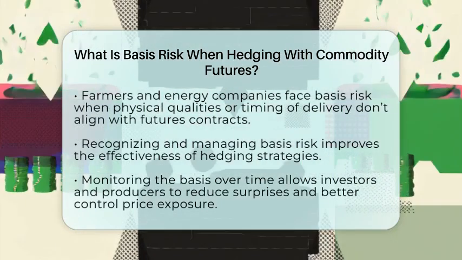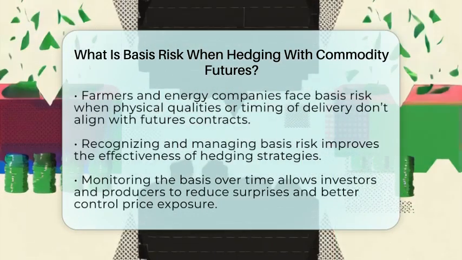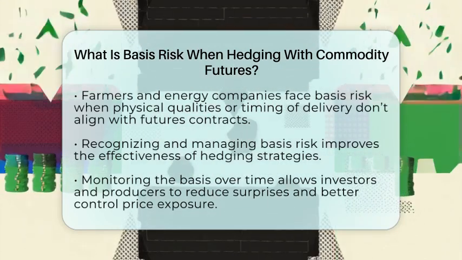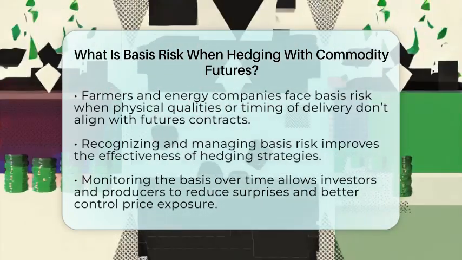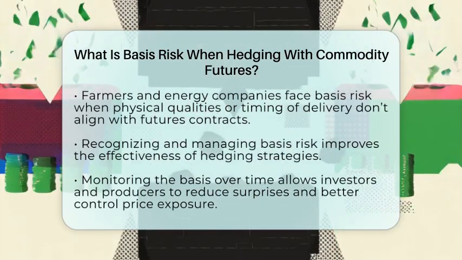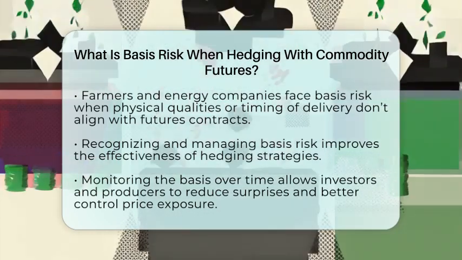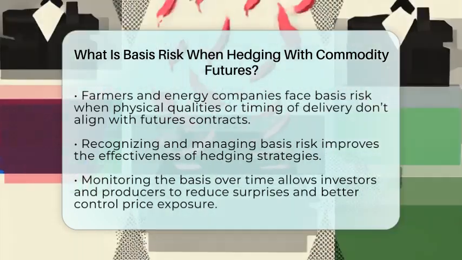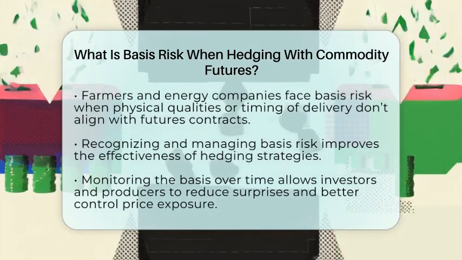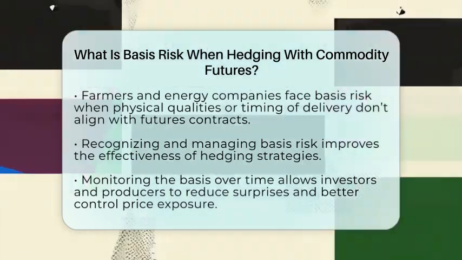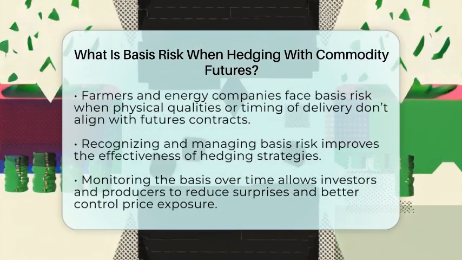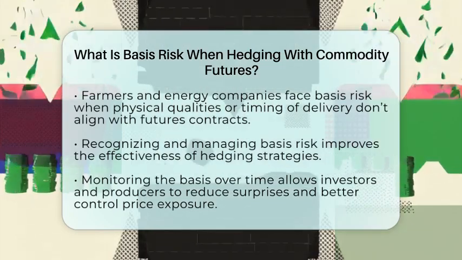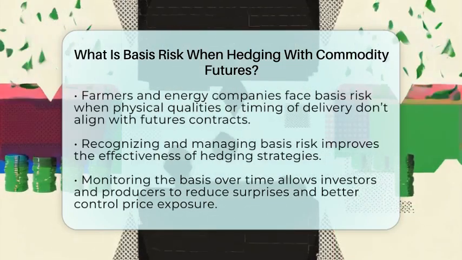Energy companies also hedge fuel prices, but regional price differences and timing mismatches can cause basis risk. In essence, basis risk is the chance that your futures hedge won't perfectly offset the actual price changes of the physical commodity. It's a normal part of using futures and derivatives for hedging. Recognizing and managing this risk allows investors and producers to better control their price exposure. By monitoring how the basis behaves and choosing contracts carefully, you can reduce surprises and make your hedging strategy more effective.